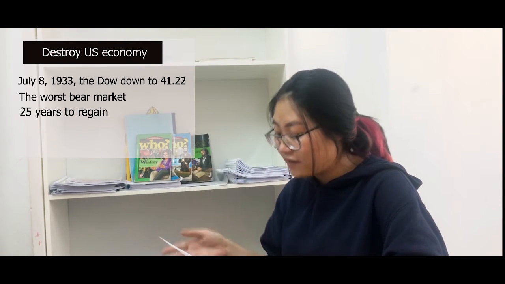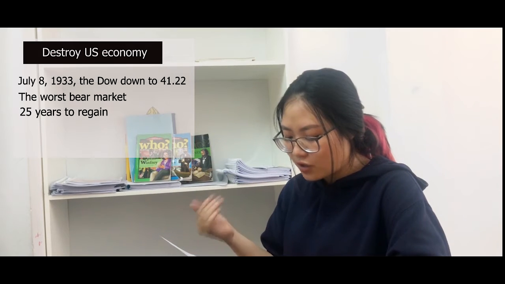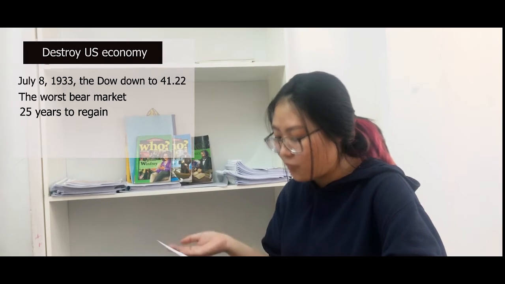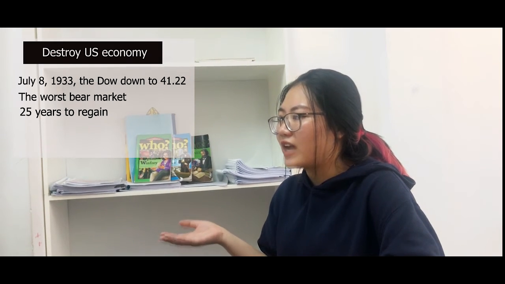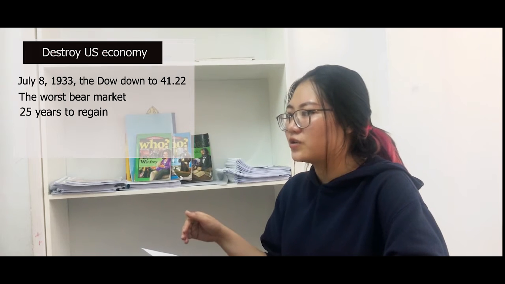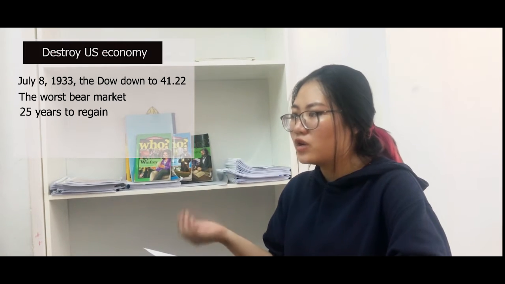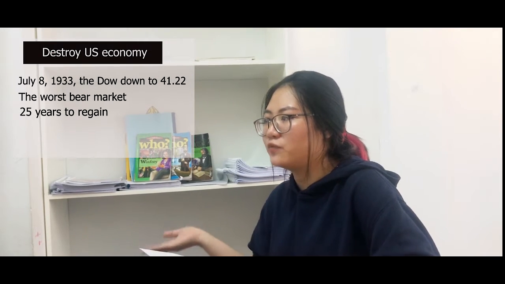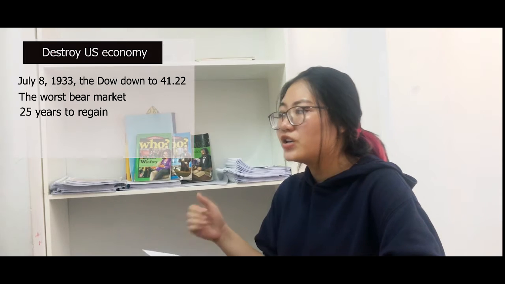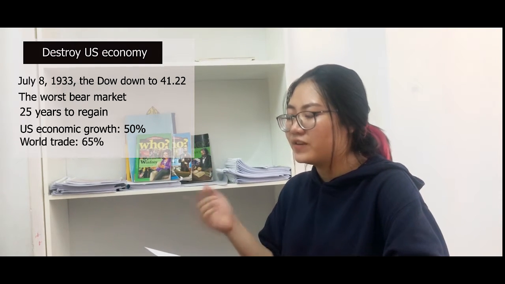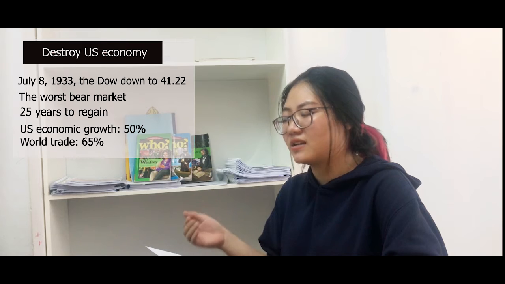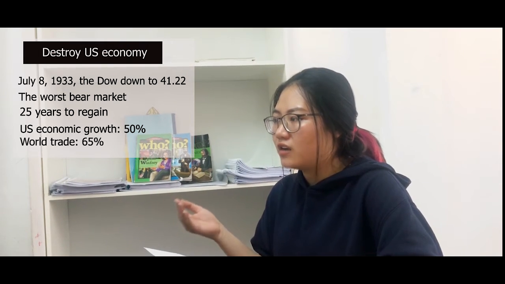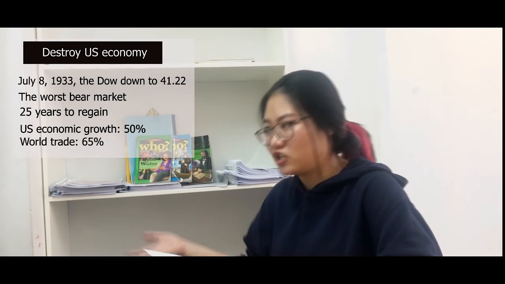Between 1935 and 1940, the Dow fluctuated. It reached a high of 194 in early 1937 before falling to 98 a year later, which is also a fall of 42%, and unemployment rose to 25%. U.S. economic growth decreased 50% and world trade plummeted 65%. That's because prices fell 10% a year, a result of deflation.